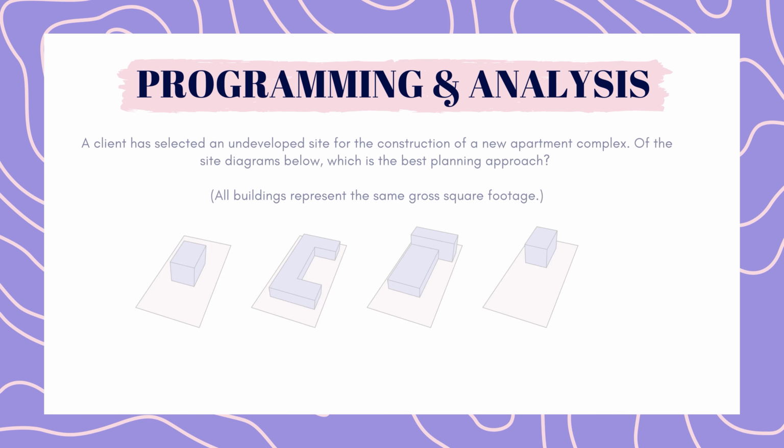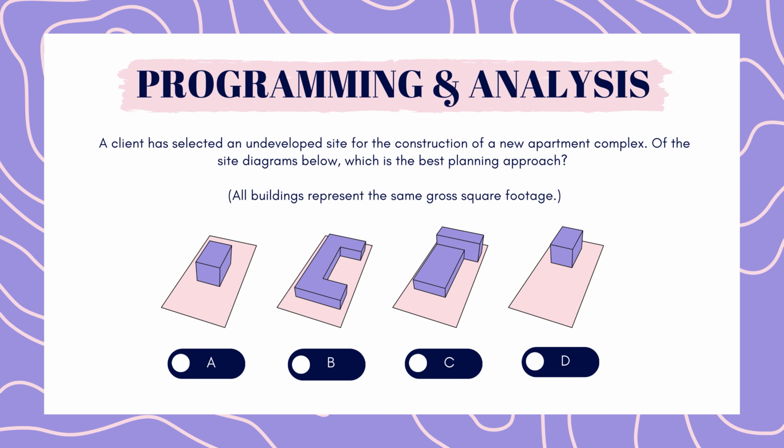Now on to programming and analysis. A client has selected an undeveloped site for construction of a new apartment complex. Of the site diagrams below, which is the best planning approach? All buildings represent the same gross square footage. Option A, B, C, or D. Pause here to answer.